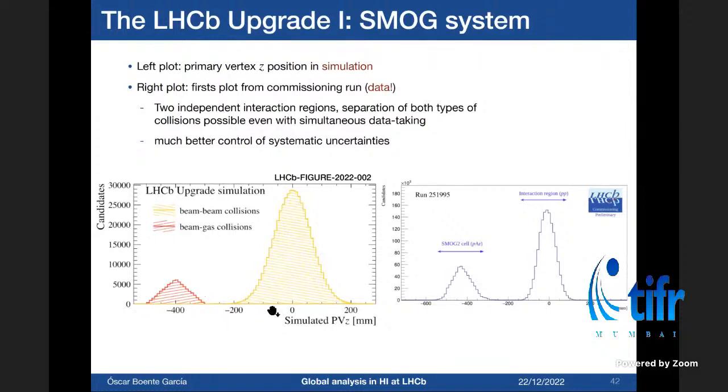And for the SMOG system, the idea is to have something like this. Basically, we will have in PV z a region where the SMOG collisions take place, the fixed target, and then the nominal pp collisions. This aims to be able to take data simultaneously in both. And you can already see, for the limitations that I showed you in the centrality determination, it would be very interesting and give us much better control of the systematics.